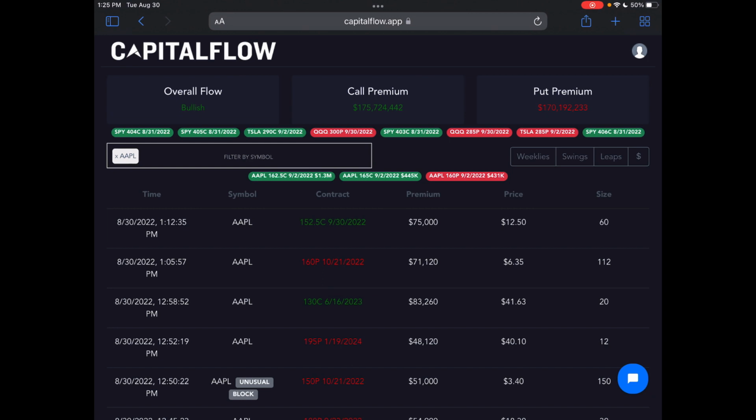Now, on one of those small cap names, a few $5,000 orders could be significant. So you just got to be aware of the company that you're trading, what their market cap is, what their average volume is, and things like that. So you can play around with it and figure out the best way for you to do it. I just shared a little bit of my strategy and how I like to use the minimum premium filter.